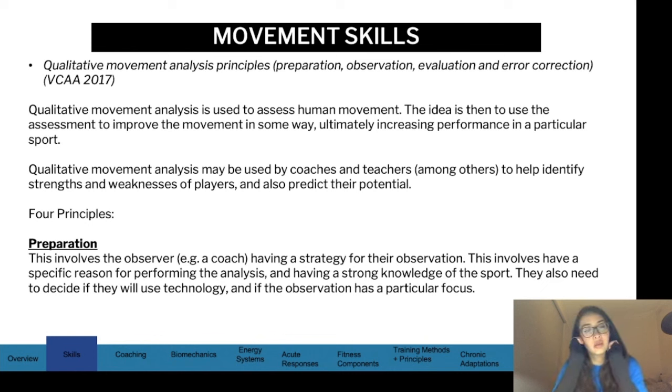And we've got four principles. Preparation, which involves the observer or coach having a strategy for their observation. This involves having a specific reason for performing the analysis and having a strong knowledge of the sport.